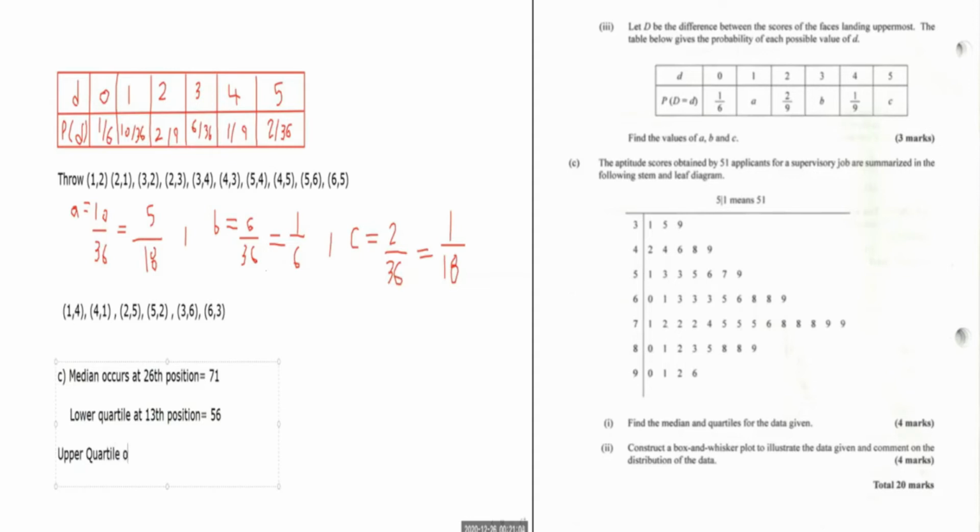So the upper quartile occurs at, clearly the upper quartile will be at the 39th position. And the 39th position is going to be, let's see, 3, 8, 9, 10, 11, 12, 13, 14, 15, 16, 17, 18, 19, 20, 21, 22, 23, 24, 25, 26, 27, 28, 29, 30, 31, 32, 33, 34, 35, 36, 37, 38, 39. So the 39th, that's 79. That's the upper quartile. Nice and easy. That's part C.